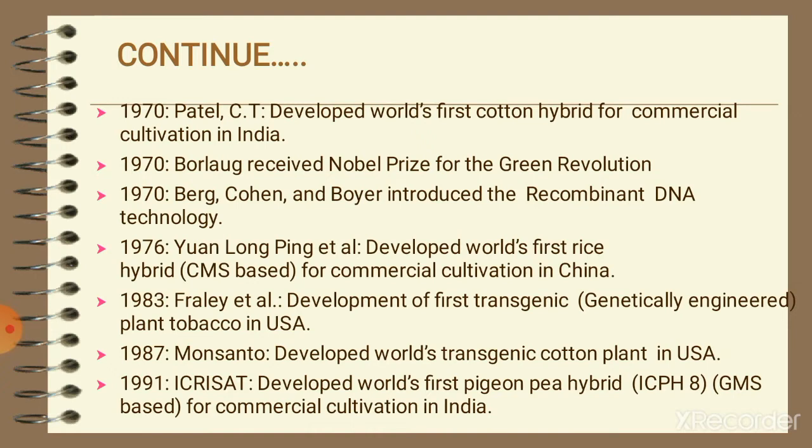In 1987, Monsanto developed the world's first transgenic cotton plant in the USA. In 1991, ICRISAT developed the world's first pigeon pea hybrid, that is ICPH 8, by utilizing genetic male sterility for commercial cultivation in India.